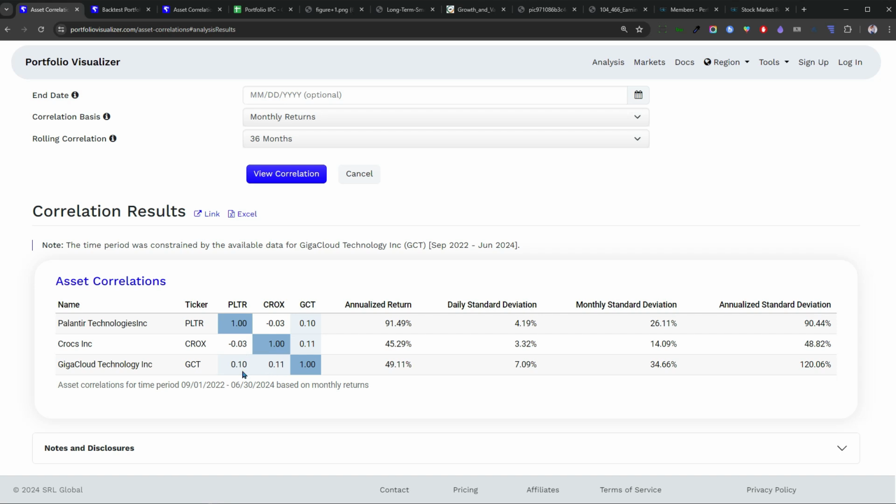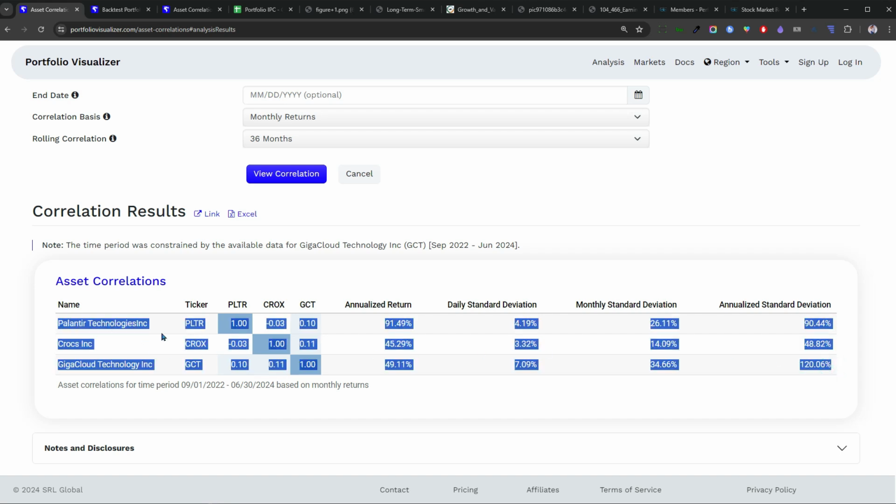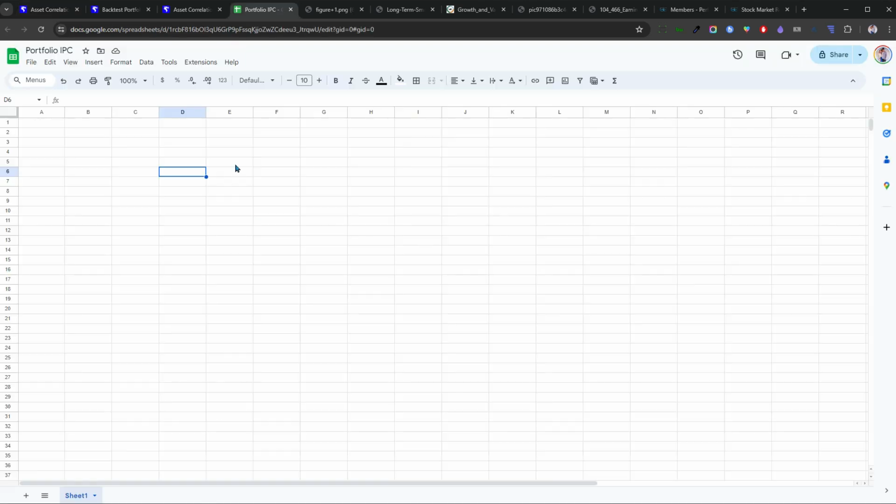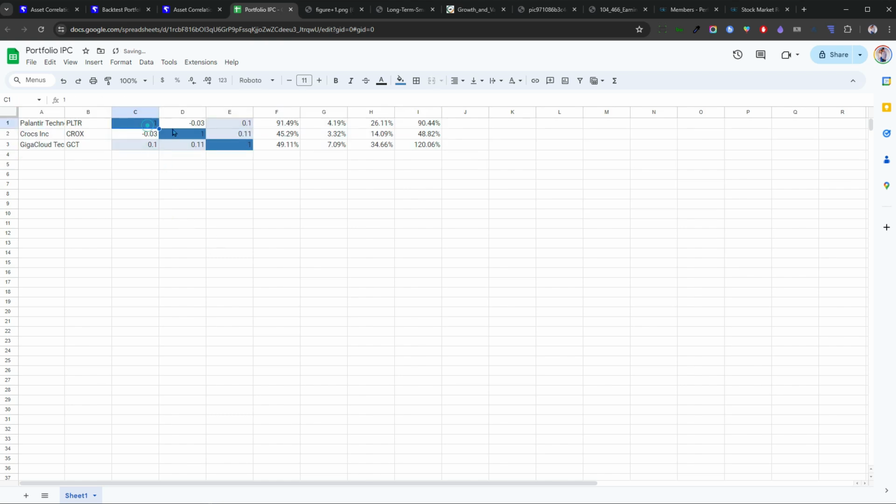And so to work out the IPC of each stock in your portfolio and the total IPC of your portfolio, you just want to come and highlight all that data inside the table. Click Control-C to copy, go into a Google spreadsheet or an Excel spreadsheet or whatever other spreadsheet program you use. You want to paste that in there. Then you want to go ahead and delete the ones.